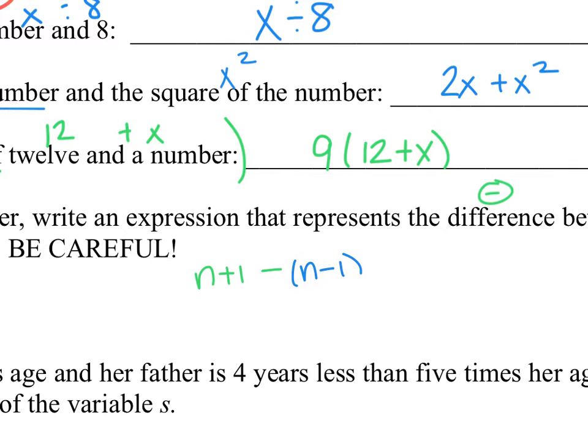The thing is, I need to make sure I distribute this negative to each term. So I really have n plus 1 minus n plus 1, because a negative becomes a positive and a positive becomes a negative. So when I do this example, I'm going to combine my like terms. N minus n, they cancel each other out. 1 plus 1 is 2. That's your final answer.